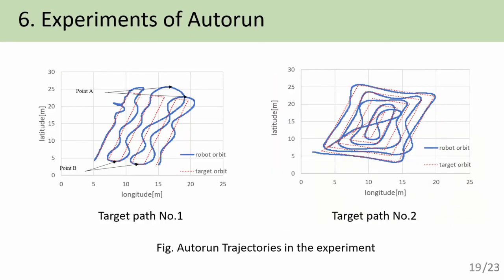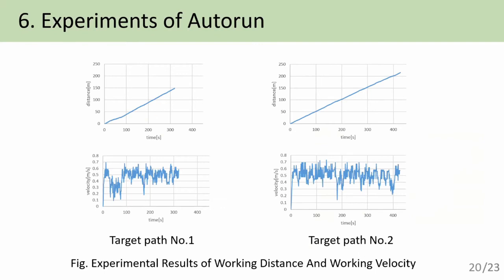Okay, next. You can see from the figure that it follows the target path. But in target path number 1, at point A it makes a large turn. The performance of turning right is bad. Number 2 also has a slight deviation from the target path, but you can see from the figure that target path number 2 is more accurate. Next, since the work speed requested by farmers is 0.5 to 1.0 meters per second, it can be seen that the requirements are met.